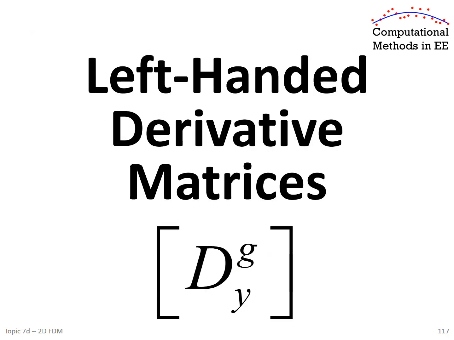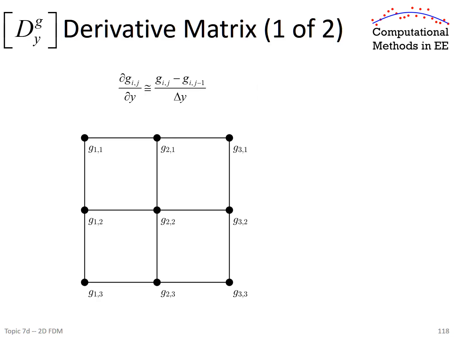Finally, the last derivative matrix that we'll discuss. It's another left-handed derivative matrix, but this is in the y direction, the vertical direction through our grid. We'll use the same 3x3 grid. We just have a new finite difference equation. Now notice we're changing the j index. So it's g in the same cell minus g in the previous cell, but in the y direction.